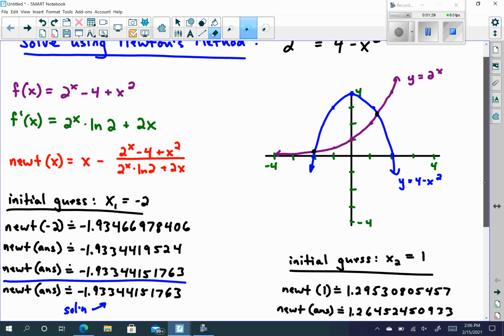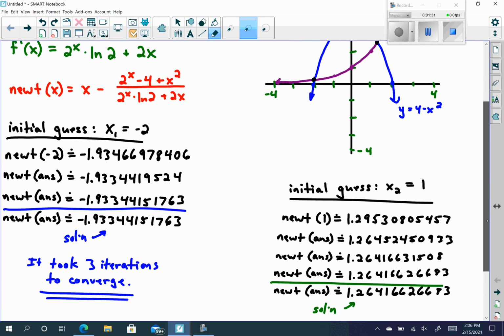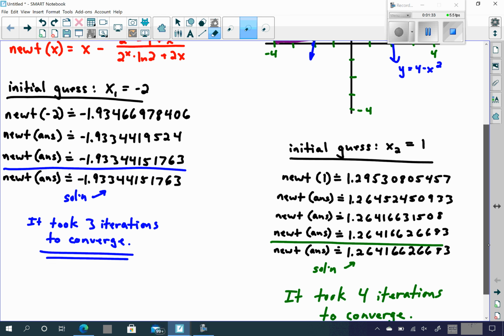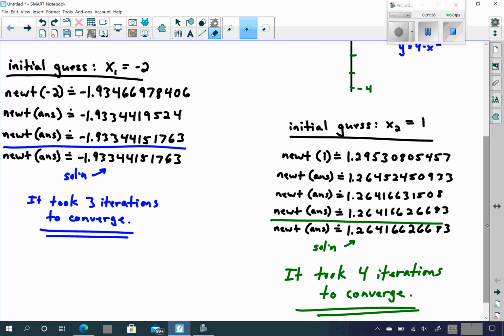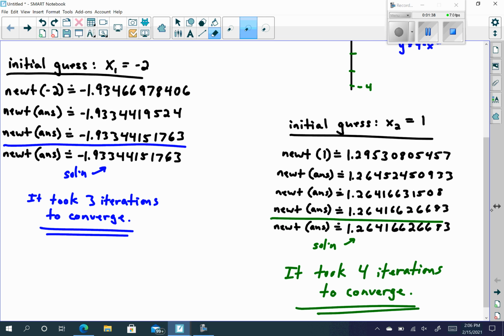So I will let you pause the video at this point, and you could look over the number of iterations, what each decimal approximation comes out to be. And again, if you have any questions, please email me, let me know.